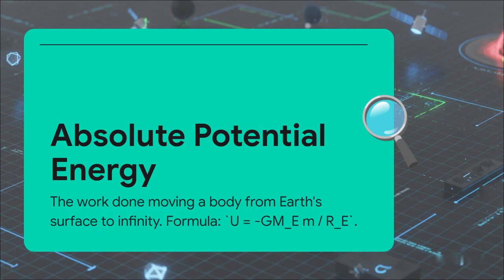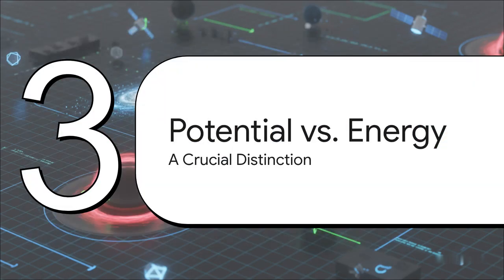U equals negative G times the mass of the Earth times the object's mass, all divided by the radius of the Earth. Okay, now that we have this awesome formula, we need to be really precise with our language. There are two terms that sound almost identical, but mean very different things: gravitational potential energy, which we just found, and gravitational potential. Let's make sure we understand the difference.